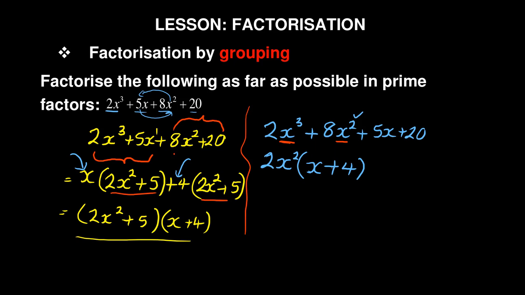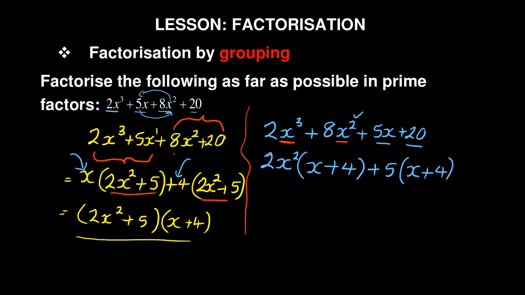Now you need to come up with a second bracket that is similar to x plus 4. So you consider your last two. Now in your last two, 5x plus 20, you ask yourself what is common. So obviously there the number is 5. Always take out the positive, then you put the bracket. Now you're saying 5x divided by 5, you will have the x. 20 divided by 5, you will have the 4.